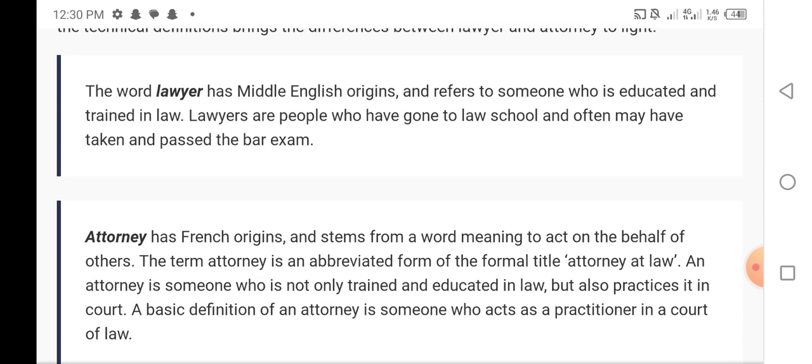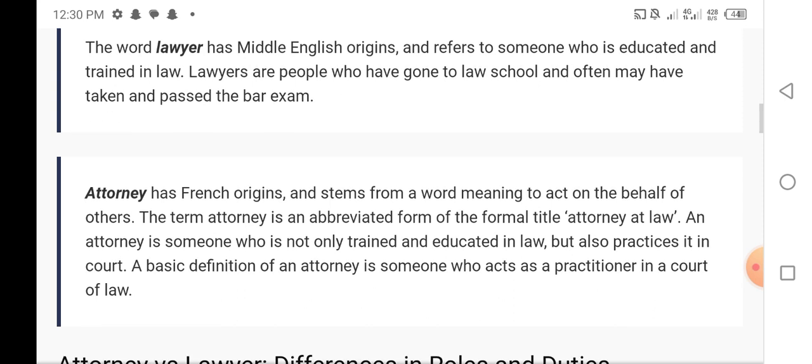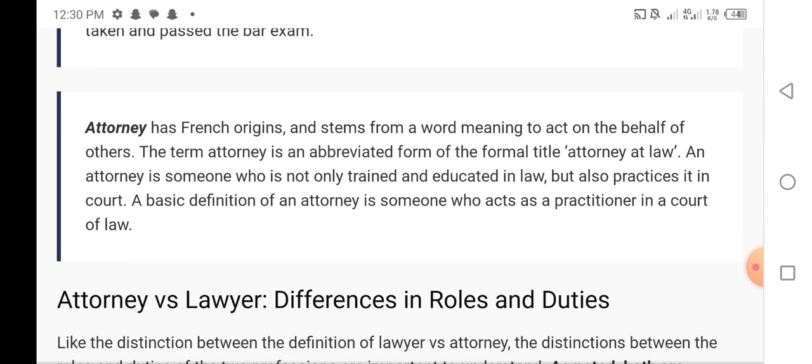The word lawyer has a Middle English origin and refers to someone who is educated and trained in law. Lawyers are people who have gone to law school and often may have taken and passed the bar exam. And attorney. Now we'll talk about attorney.